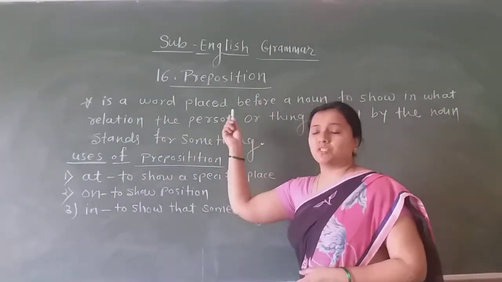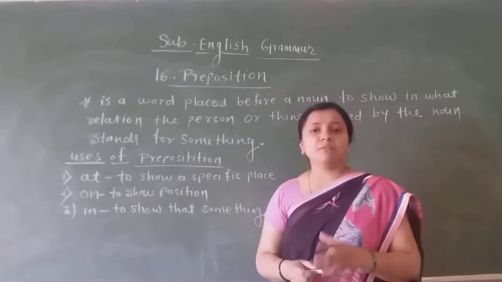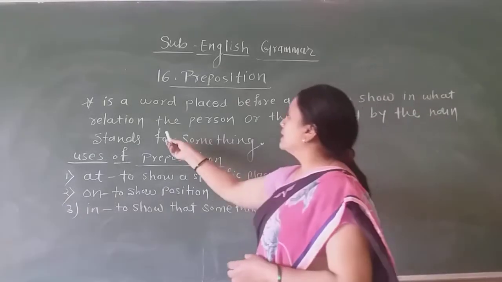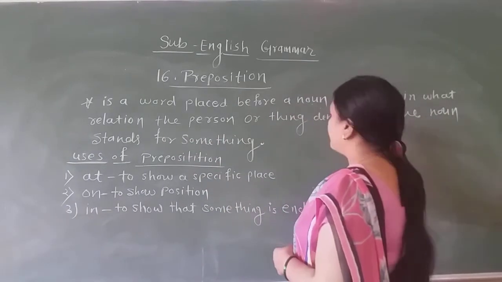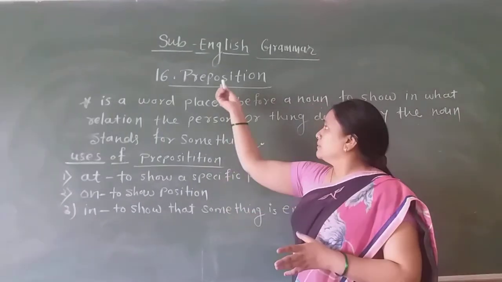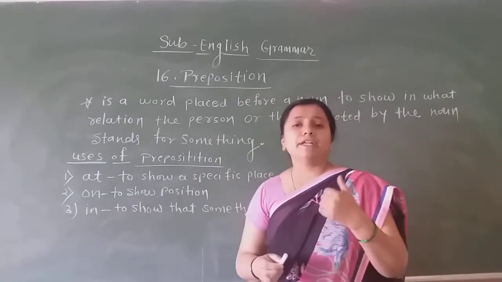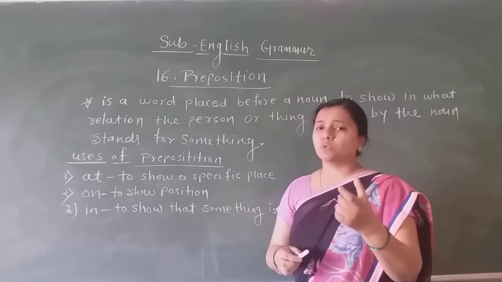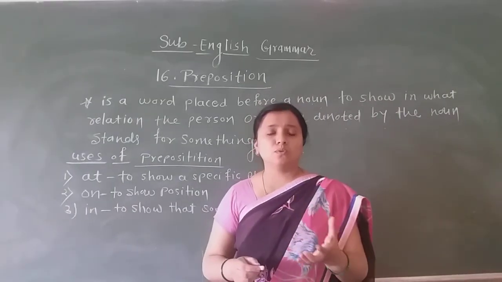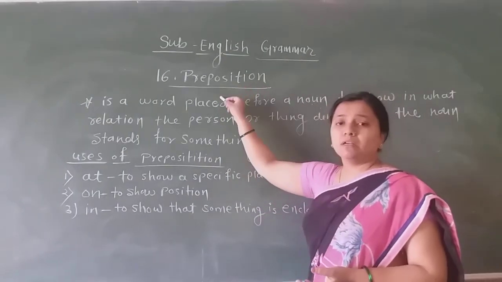So what does it mean by preposition? Preposition is a word placed before a noun. Preposition is a word that is used before a noun to show in what relation the person or thing denoted by the noun stands for something. It shows the relation between that particular noun and the person. उस person का उस noun का क्या relation है, that is going to be expressed by the preposition.